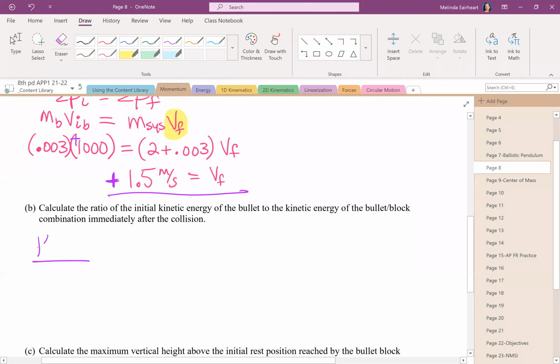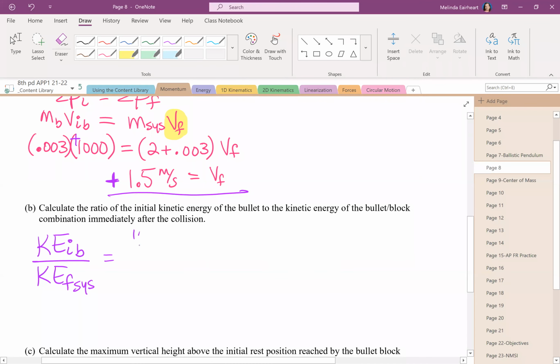It's a ratio, it's a fraction. And so it's the kinetic energy initially of the bullet to the kinetic energy after, and it's of the combination. So I'm going to write system there. And so our answer is going to be like 2 to 1, 3 to 1, whatever it comes out to be. And by the way, they'll also ask for percentages, and it's a ratio times 100, right? To make it a percentage. But here it's just a ratio.